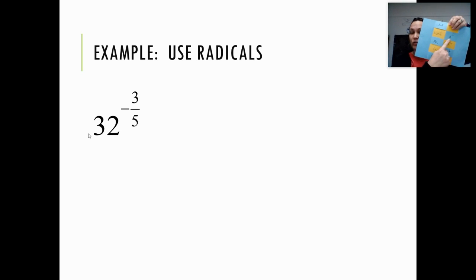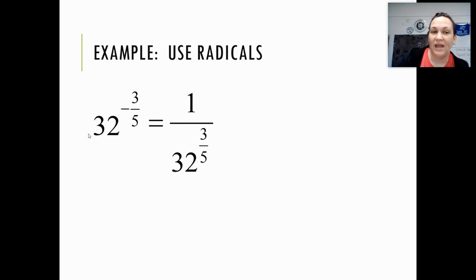A negative exponent means to take your base and make it a fraction, flip it upside down. So instead of 32, I'm going to do 1 over 32. And then once I make it a fraction, I've done the act of the negative sign, so the negative sign is no longer there.